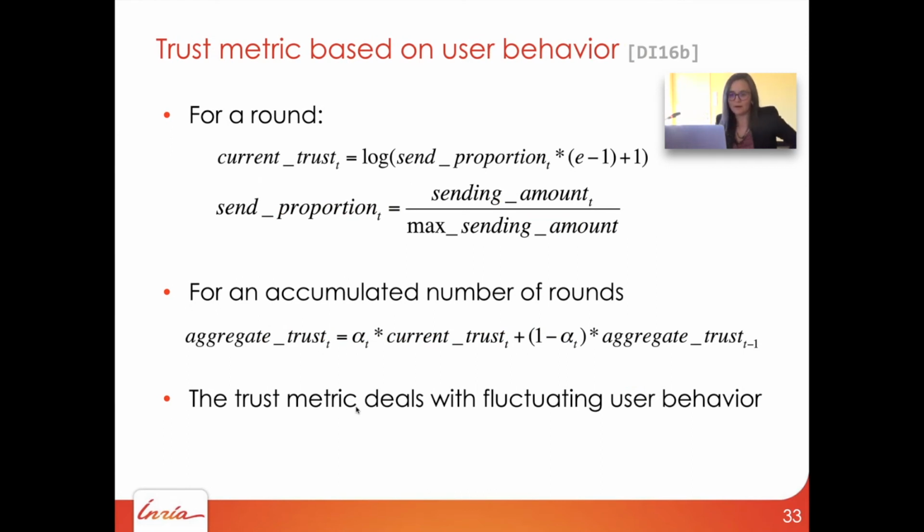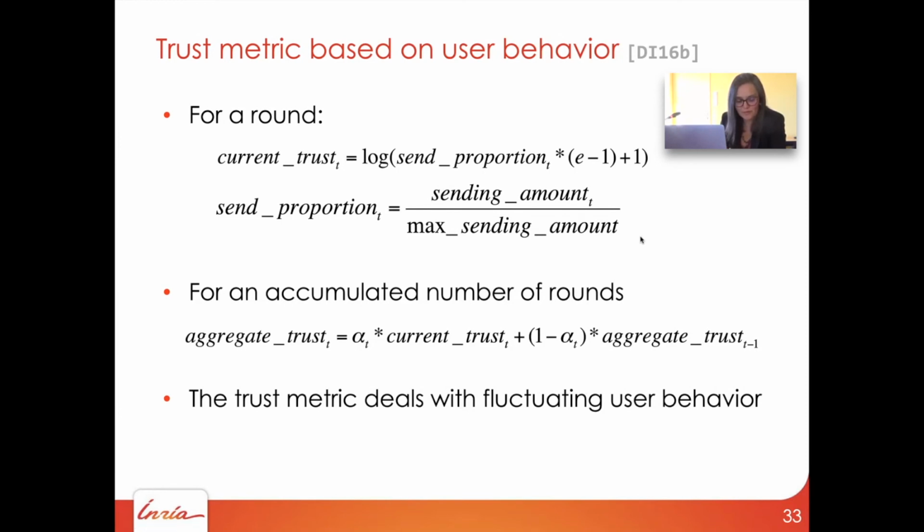So we designed a trust metric in this repeated trust game that computes partner trust as a basis for the prediction of partner behavior. We defined the trust metric for a single interaction at the beginning, and then for an accumulating number of interactions. For a single interaction, we have a current trust that is a function of send proportion. Send proportion is in fact the trustworthiness of a user in a single interaction, and it depends on how much the user sends to the partner: the sending amount over the maximum sending amount.